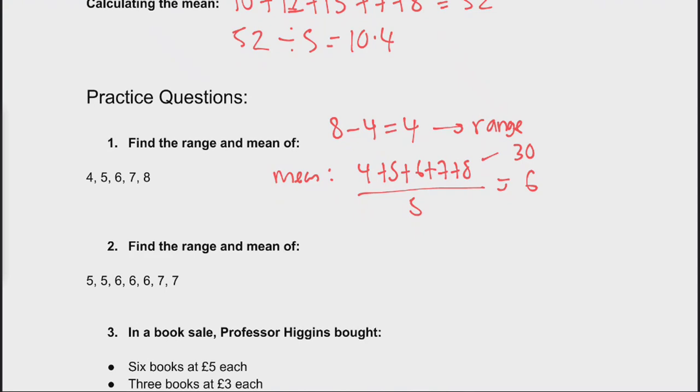Okay, the next question is find the range and the mean of 5, 5, 6, 6, 6, 7, 7. So our largest number in this distribution is going to be 7. Smallest number is going to be 5. Does not matter that it's repeated. And so 7 minus 5 is going to be 2.